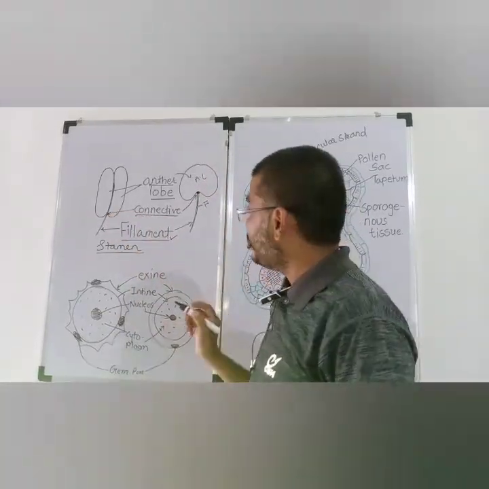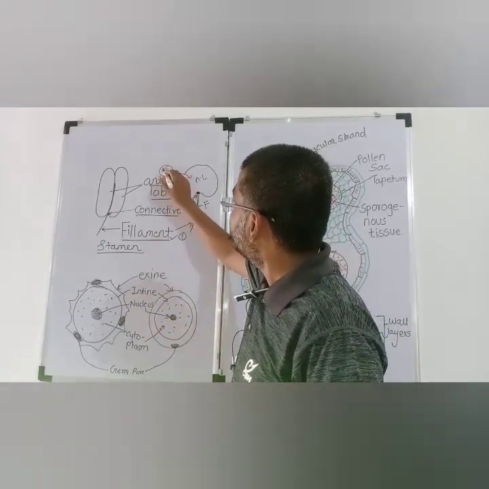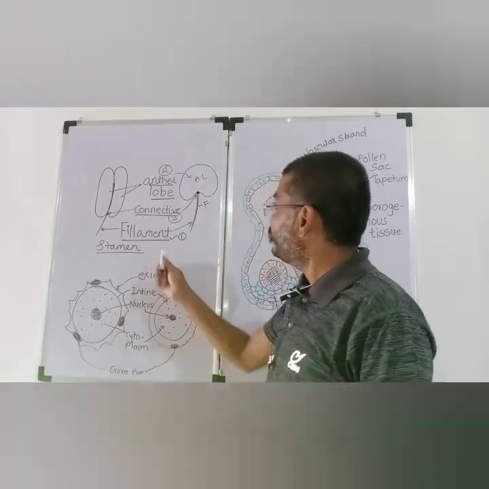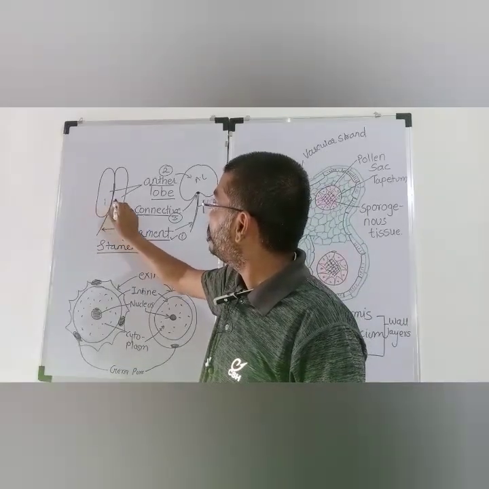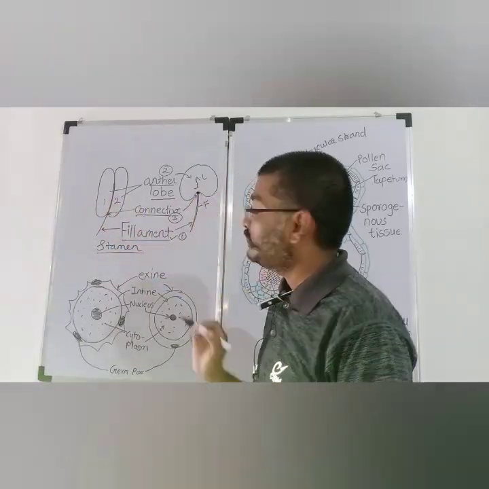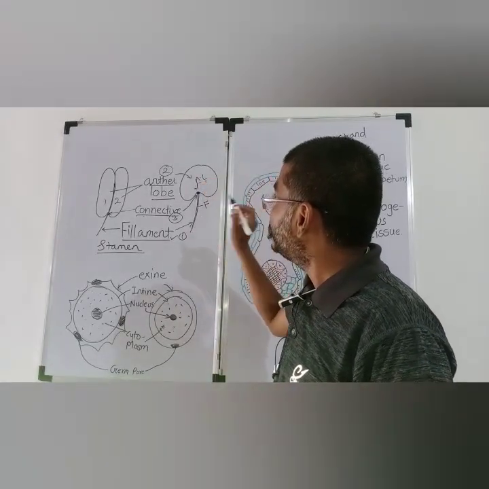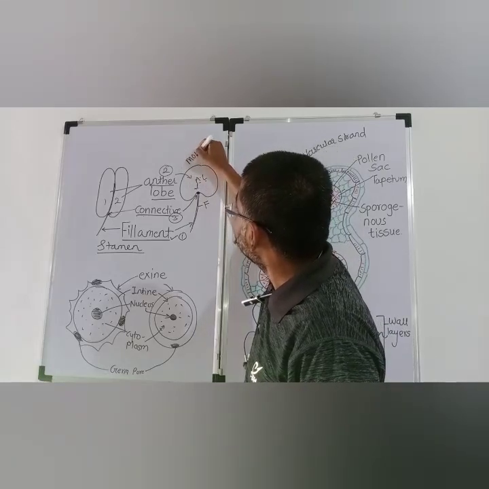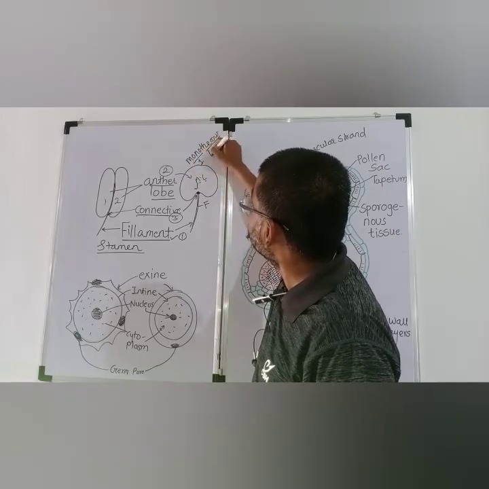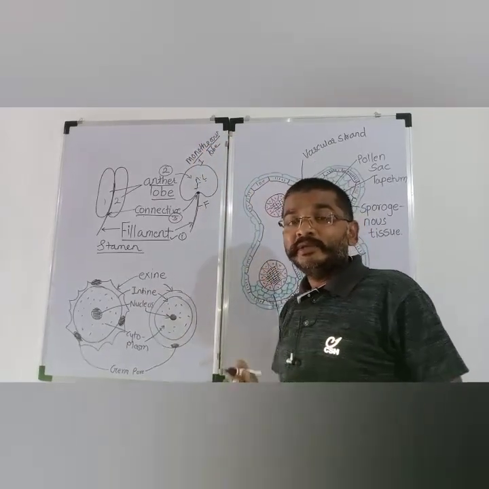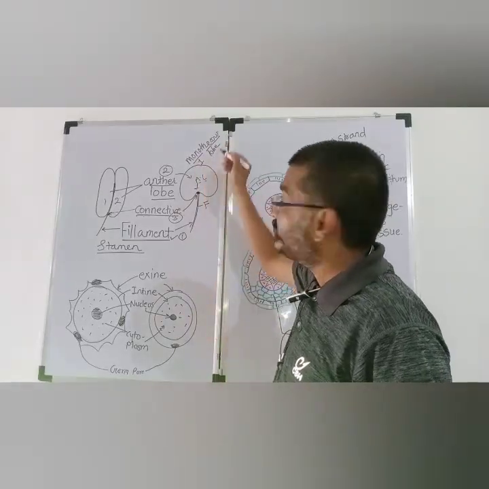So basically, a stamen consists of 3 parts. The first is the filament, the second is the anther lobe, and the third is the connective. The filament provides support. Anther lobes are 2 in number in some species, and in some species only 1. If the stamen consists of only one anther lobe, then such stamens are called monothecous stamens. Here mono means one and theca means lobe.